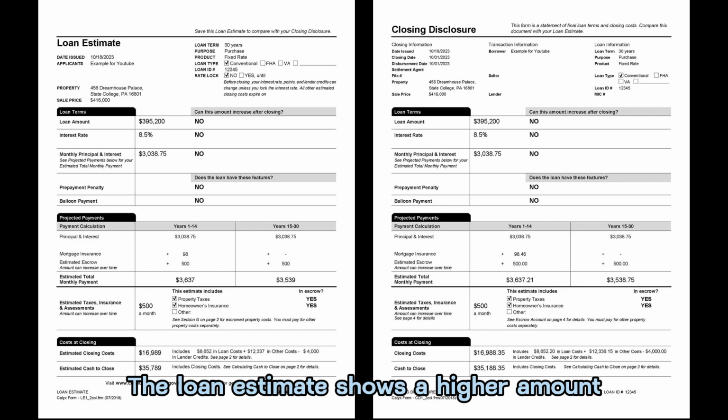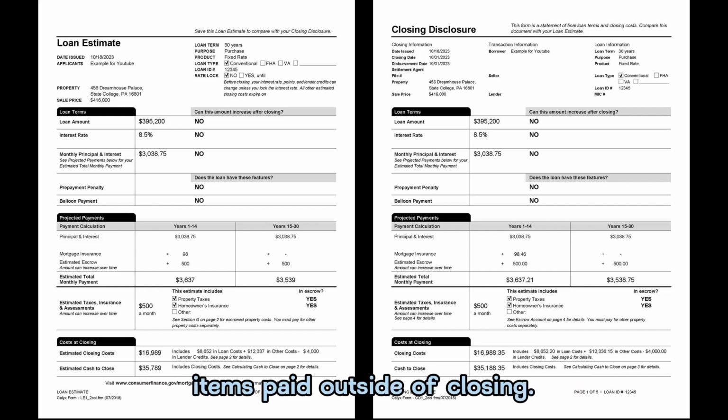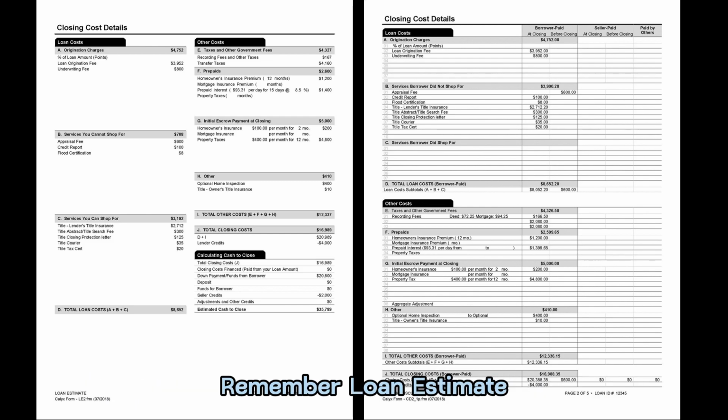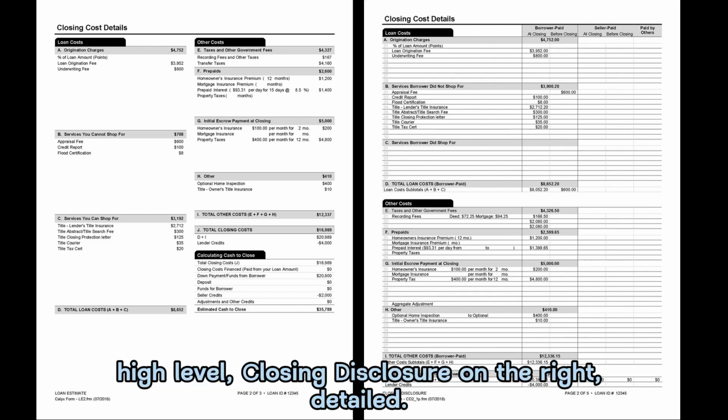The loan estimate shows a higher amount because it does not reflect items paid outside of closing. And as we'll see on later pages, the appraisal is paid outside of closing in this example. Page 2 is where the two documents start to look a little different. Remember, loan estimate on the left, high level, closing disclosure on the right, detailed.